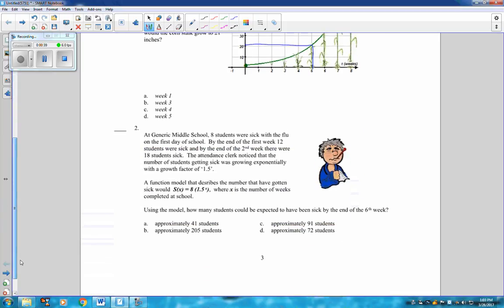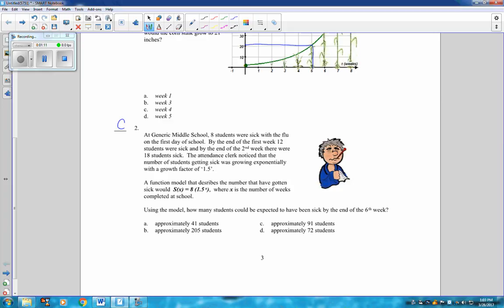Number 2, your answer is C. At generic middle school, 8 students were sick with the flu on the first day. By the end of the first week, 12 students were sick. By the end of the second week, there were 18 students sick. The attendance clerk noticed that the number of students getting sick was growing exponentially with a growth factor of 1.5. A function model that describes the number that have gotten sick would be s of x equals 8 times 1.5 to the x, where x is the number of weeks completed at school.